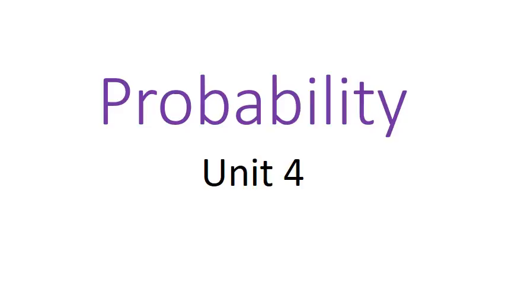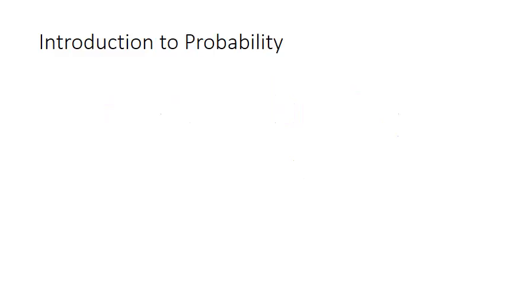Okay, so we're going to be talking about probability and how we can use probability to determine different outcomes. So just a little introduction, some vocabulary. Probability itself can be defined as the chance of an event occurring. So that is the definition of probability.